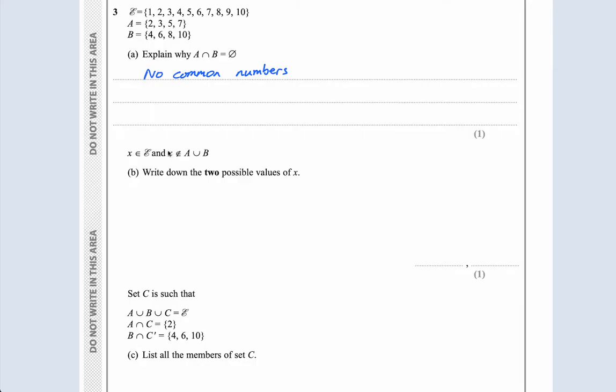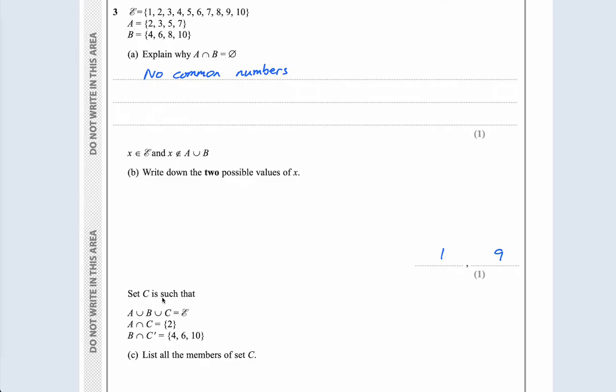Okay, next one. X is an element of the universal set, so X is one of these numbers, and X is not an element of A union B. These questions are just testing if you understand this notation, guys, so everybody can do this. X is not an element of A union B, so it's not in A or B. What can it be? Well, it can't be 2, 3, 5, and 7, and it can't be 4, 6, 8, and 10. So what can it be? Well, it can be 1, because 1 is there, and it's not in either of these two. And it can be 9, because 9 is there, and it's not in either of these two.